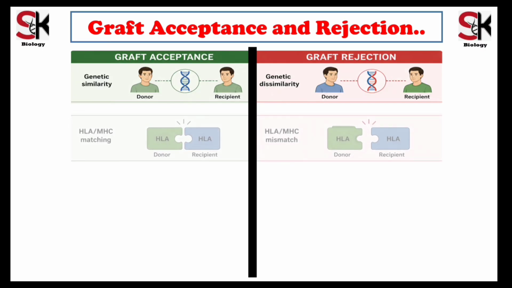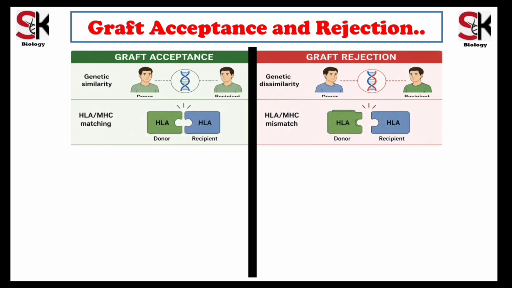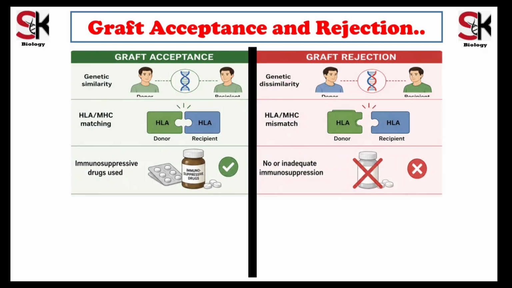Second is HLA or MHC matching. If they are matching in donor and recipient, there is graft acceptance. And if there is a mismatch in HLA and MHC, there is graft rejection. The third point is the use of immunosuppressive drugs. If they are used, there will be chances of graft acceptance. But if there is no or inadequate use of immunosuppressive drugs, there will be graft rejection.